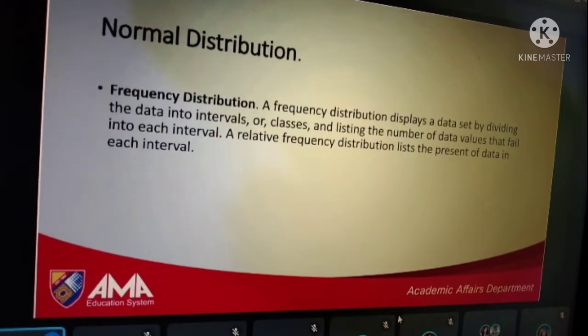Okay. Normal distribution. Ito yung sinasabi ko sa inyo kanina na frequency distribution. Meron tayong tinatawag na frequency distribution table. Ano ba yung frequency distribution? A frequency distribution displays a data set by dividing the data into intervals, number of classes, and listing the number of data values that fall into each interval. A relative frequency distribution lists the percentage of data in each interval. So, ituturo ko sa inyo yan. Paano gumawa ng frequency distribution table?